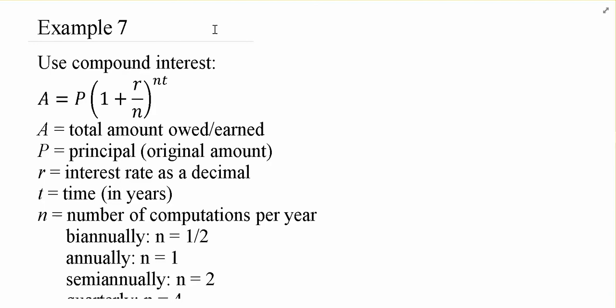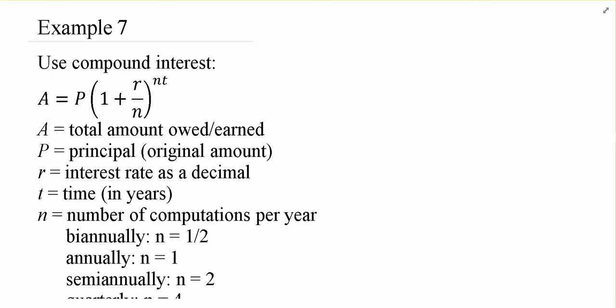The same thing could be said if it wasn't every year, if it was every month. If it was every month, then instead of 1.01, we wouldn't get the full 1% since it's only a month. So we divide by however many computations there are within the year. If it was monthly, we would divide that 0.01 by 12, because we're only getting a 12th of that interest rate. So in this formula here, the n value is the number of computations per year.